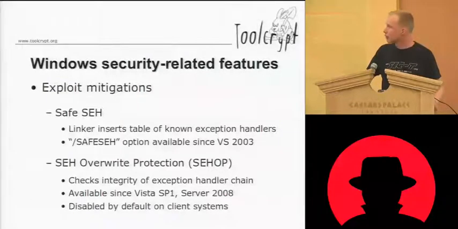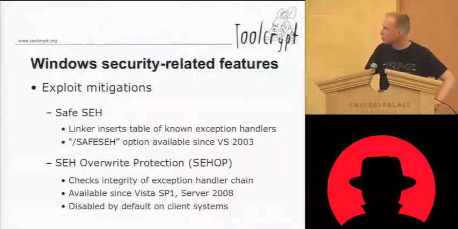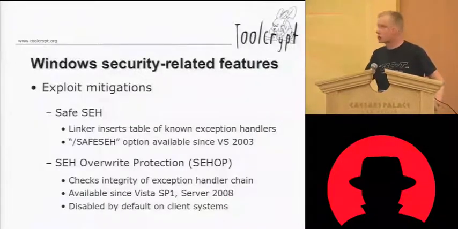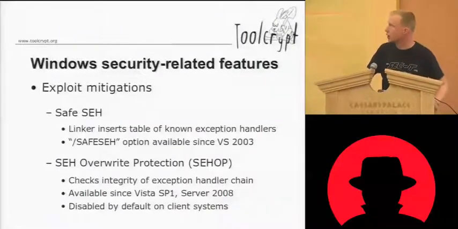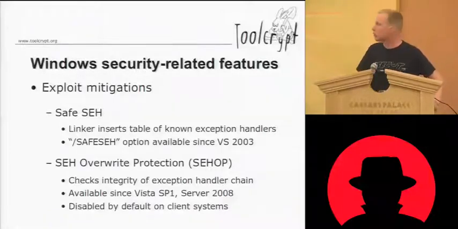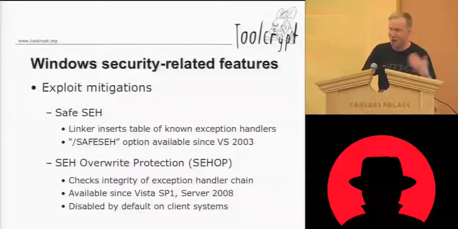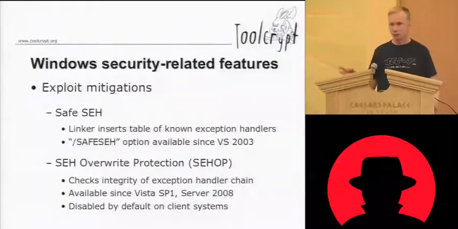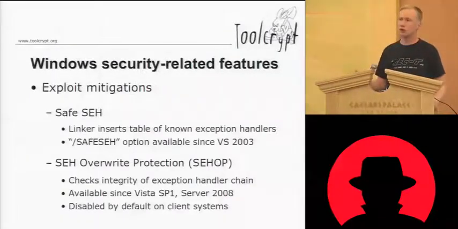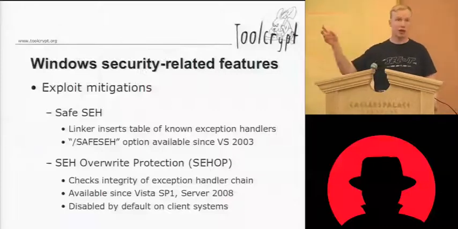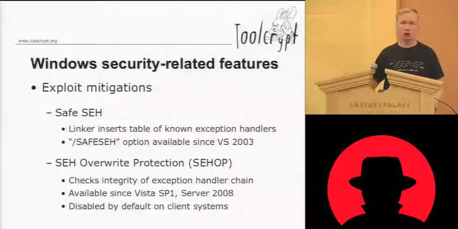And there are a couple of mitigations that Windows has that can help you with this. And the first one, which has been around for a long time, is called SafeSEH. SafeSEH basically uses the toolchain to insert a table of known good exception handlers within every module. So when Windows gets an exception and picks up the pointer to the exception handler from the stack, it can verify that against the table to see that it's actually a known good exception handler before it jumps to it.